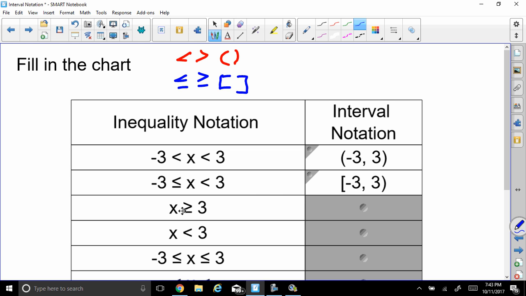All right, this one. Now this one would help us if we graphed it, so that way you can see what's going on. X greater than or equal to 3. So I know I'm going to use a brace here. So we're starting at 3, and we're going as far as we can go. And let's take a second just to graph it so we can see what it looks like.